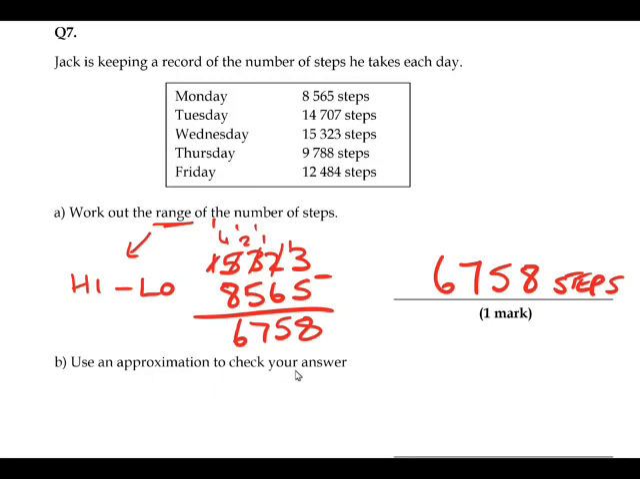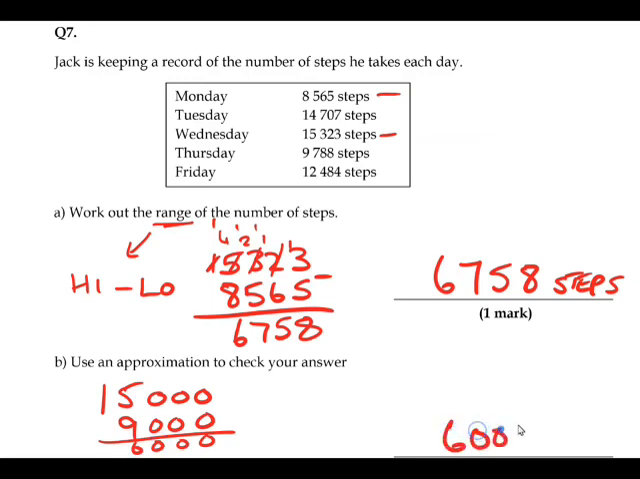Use approximation to check your answer. So we know the big number is roughly 15,000, and the little number we can take as 9,000. So subtract one from the other, and our approximation is 6,000.